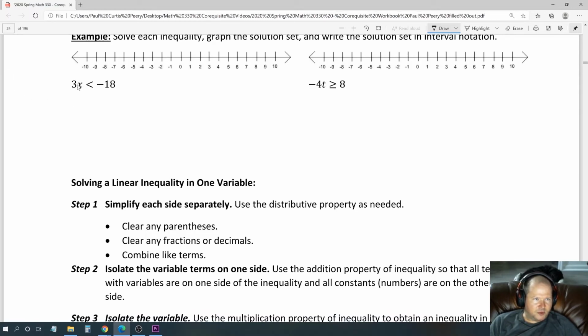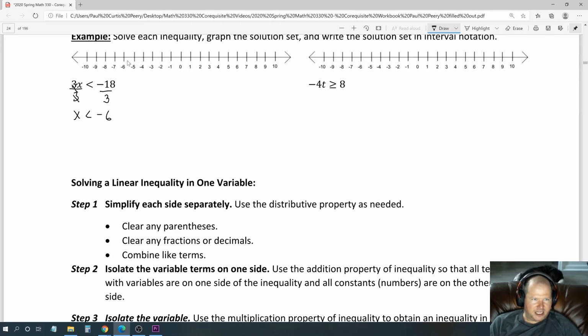Okay, so in this one, we want to get the x by itself by undoing the multiplication of x by 3. Whatever we do to one side, we do to the other, so we divide the other side by 3 as well. Gives me x is less than negative 6. Now notice that I divided a negative by a positive, and the inequality did not flip. That's correct. It's only when you divide both sides by a negative, or you multiply both sides by a negative, then you flip the inequality symbol. So this one, so far so good.